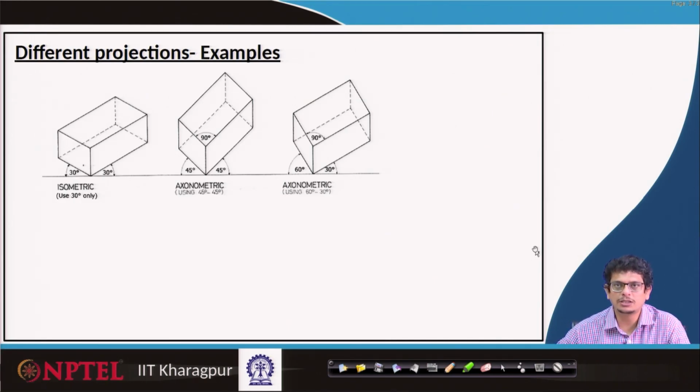If a rectangular box is given, in today's class we are going to learn step by step how to draw these isometric projections. Especially for a rectangle lying on a particular plane, how it can be visualized through isometric projections.